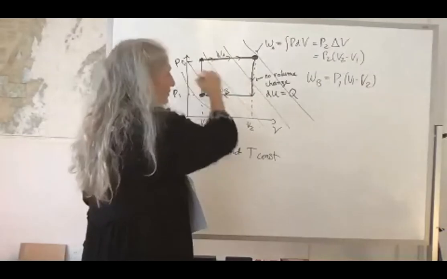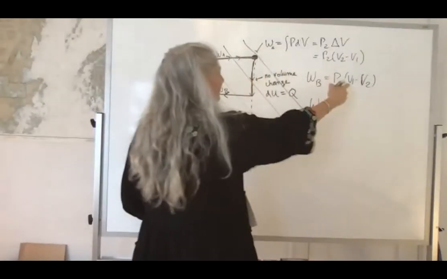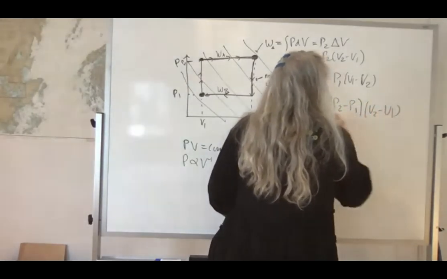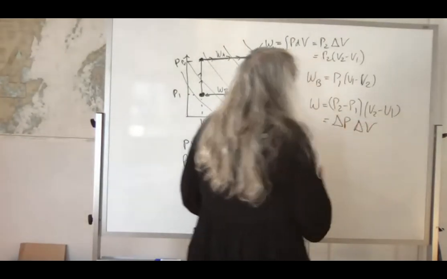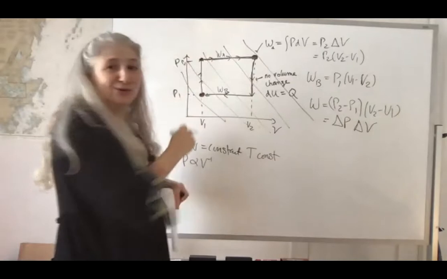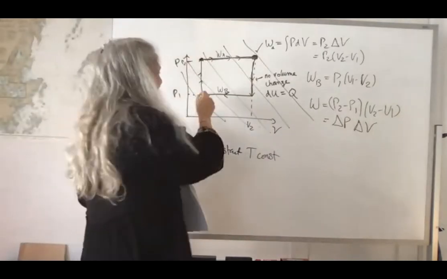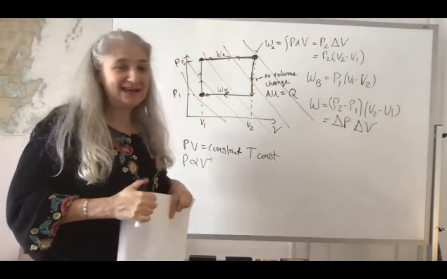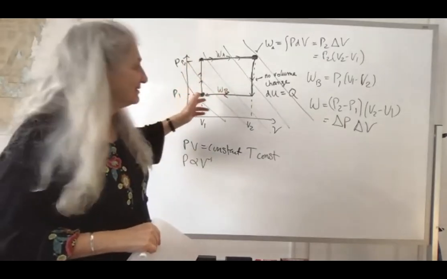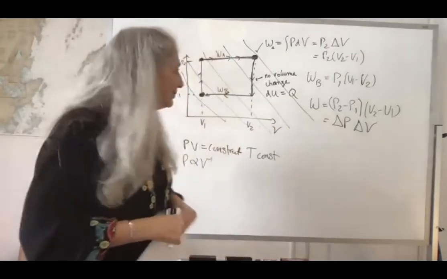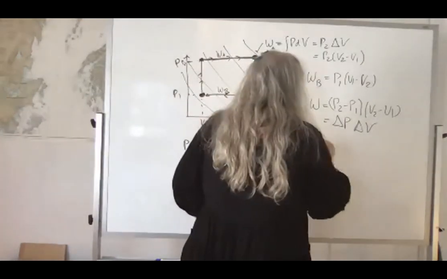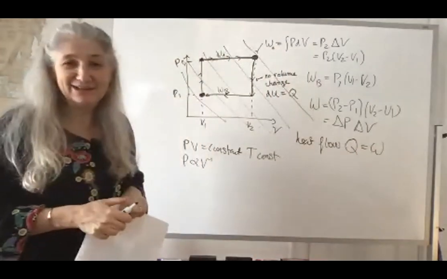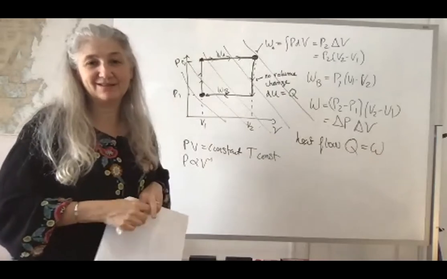And so the total work done around the complete loop is P2 minus P1 times V2 minus V1, which is delta P times delta V. So that's the work done around the whole loop. And because I came back and got the same energy as I started, the heat that's exerted going around this loop has to be the same as the work done going around the loop. So heat flow Q has to equal W, because delta U is 0 having gone around the loop.